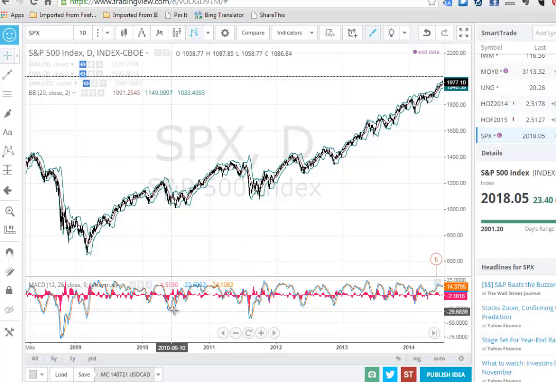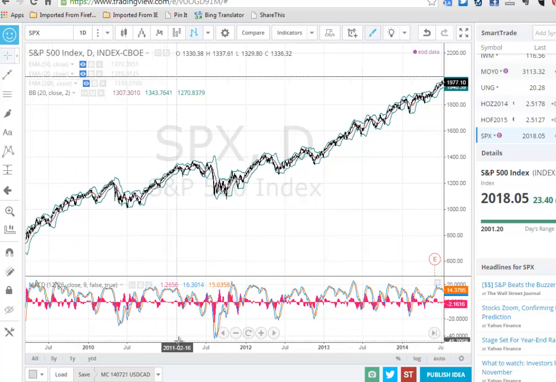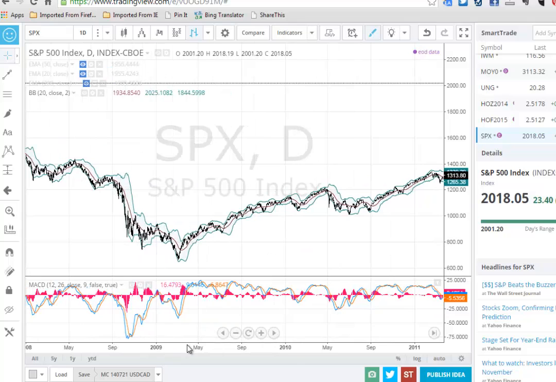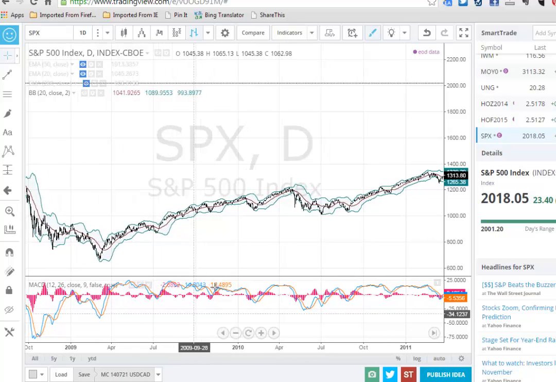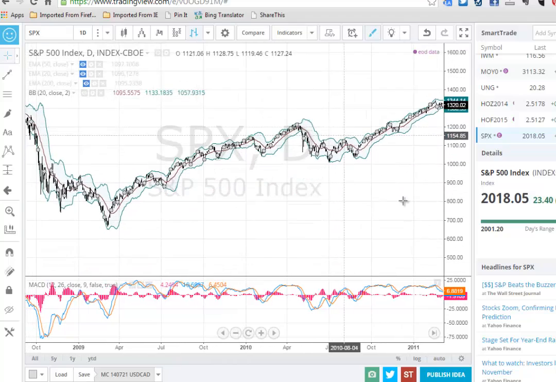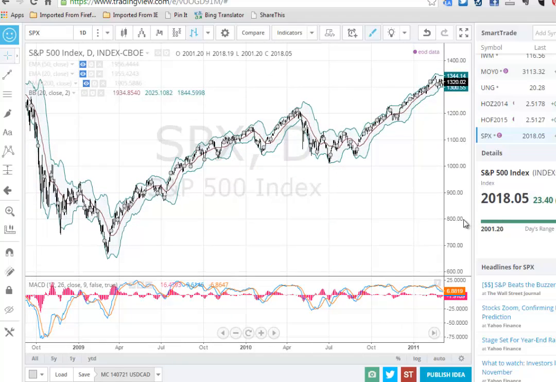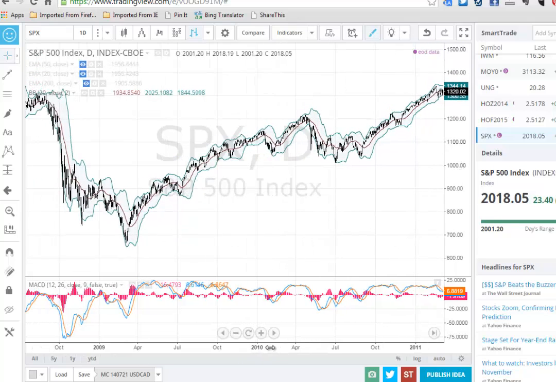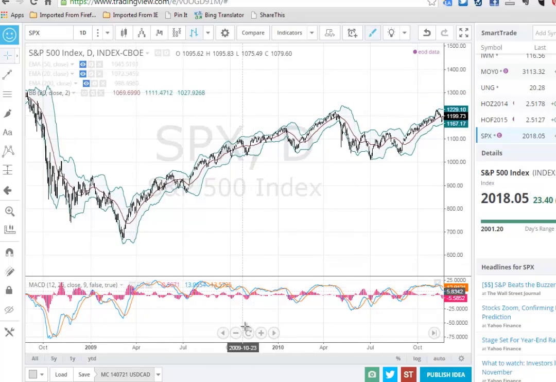Let's pick this one here because we've got a bit of sideways stuff going on here. So we've got an entry point here, and I'm going to zoom into that time frame, if I can actually do it this way. Okay, this is the one I'm going to use.